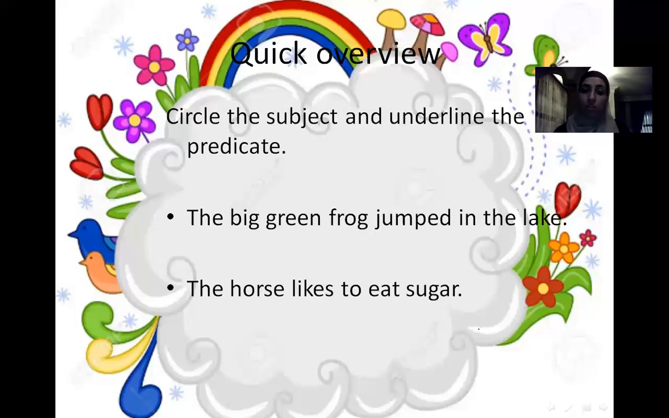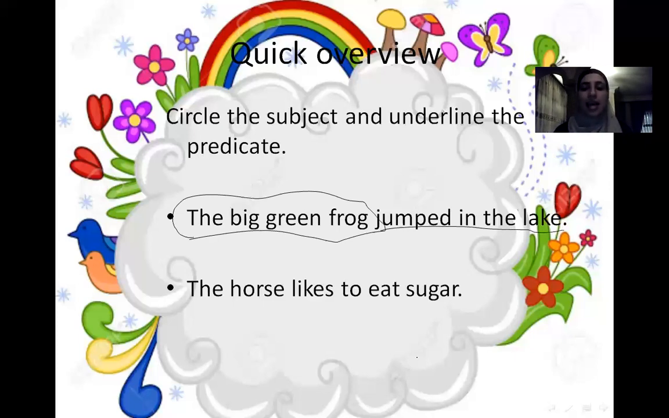So if I want to find the subject, I need to ask by who or what. So in this case, I will say who jumped. It's the big green frog. Well done. So you circle it. Now, what did the big green frog do? He jumped in the lake because the predicate tells what they did.